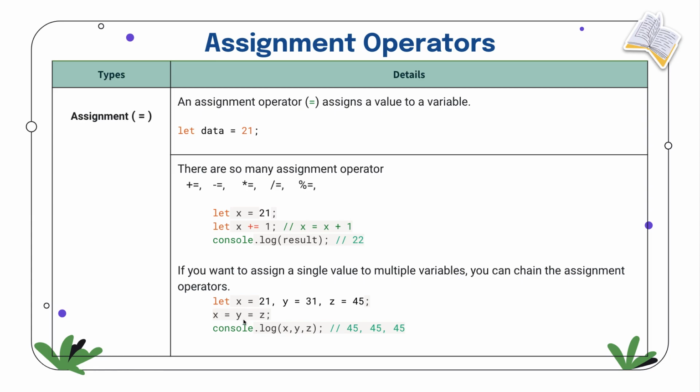So y was 45, so the x value also will become 45. If we print x, y, z, it will be 45, 45, 45. So this is basically assigning a single value to multiple variables, like this way using the equal symbol. This is the assignment operator we can go for.